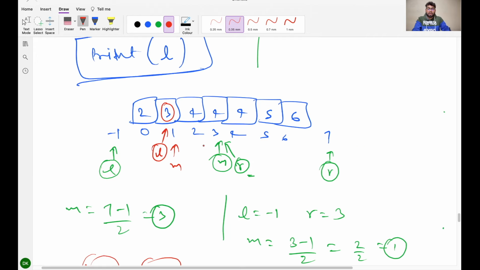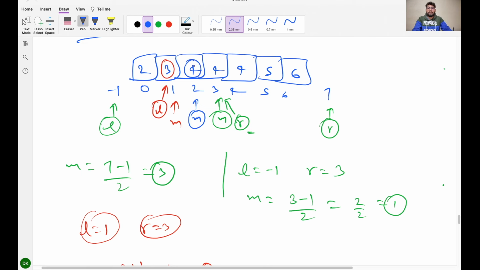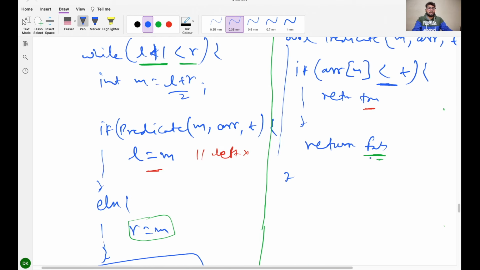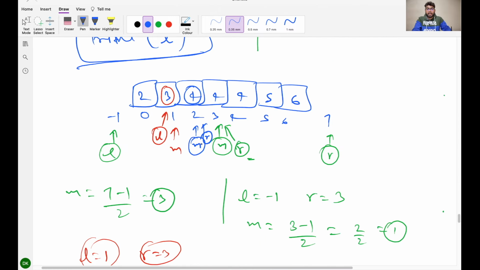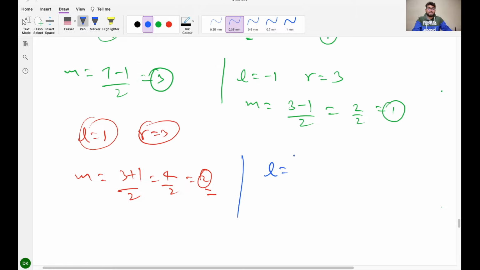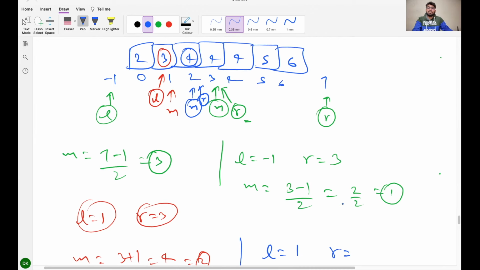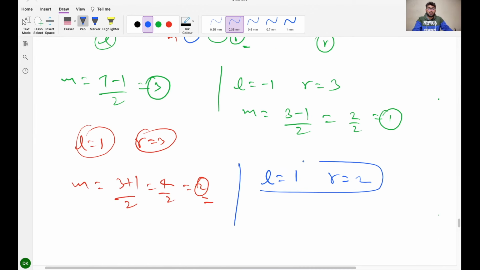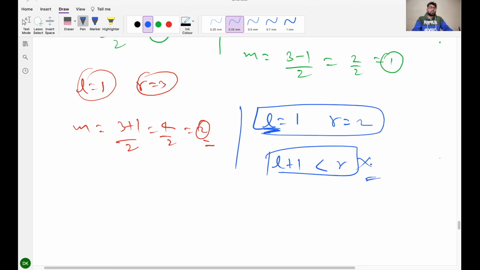Okay, now I am getting m equal to 2, so my m index is at 2, and just check my current element is equal to my target element, so I return false. When I am returning false, I just update my r over here, and after updating r, L is what? L is at 1, R is at 2. And when I am getting L equal to 1 and R equal to 2, so I can simply say that L plus 1 less than equal to R is not satisfied, and then I just exit out from the loop.